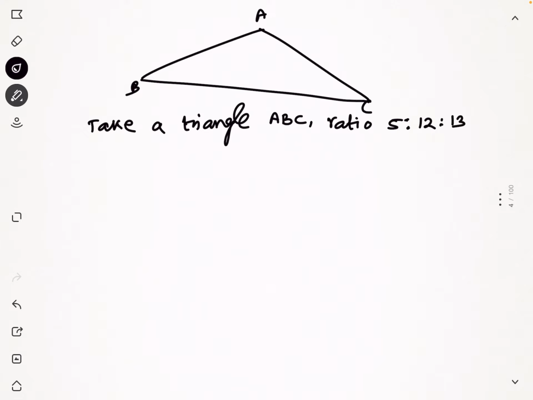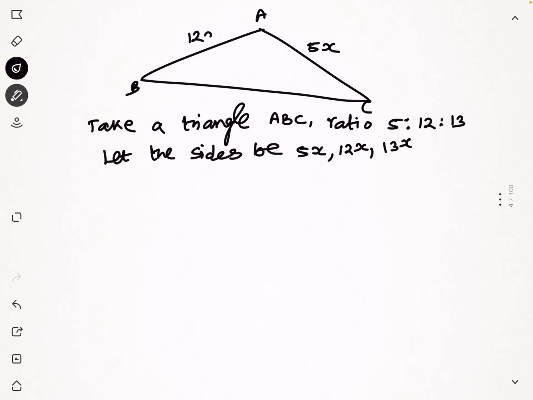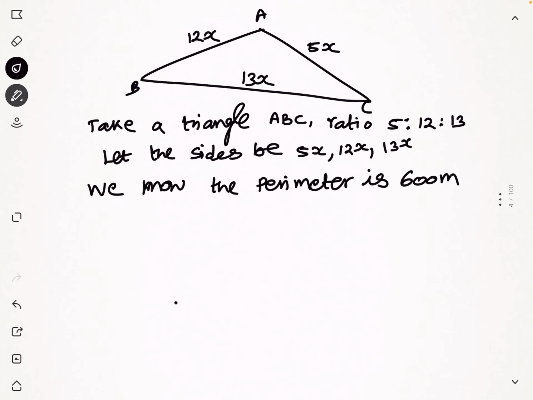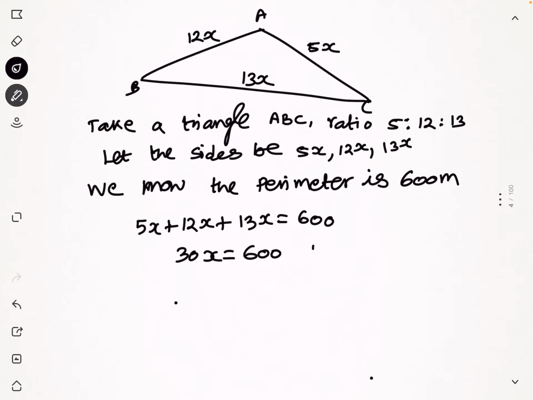Ratio is 5:12:13. So let the sides be 5x, 12x, 13x. So we'll say this is 5x, 12x and 13x. We know the perimeter is 600 meters, which means 5x plus 12x plus 13x is equal to 600. 30x is equal to 600. x is equal to 20.